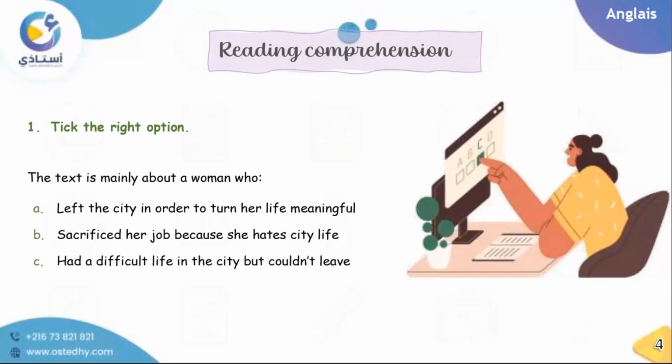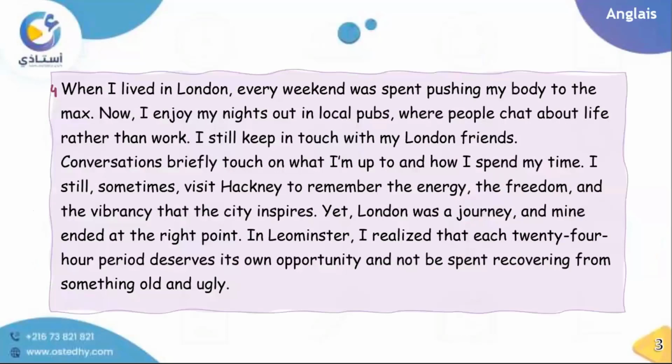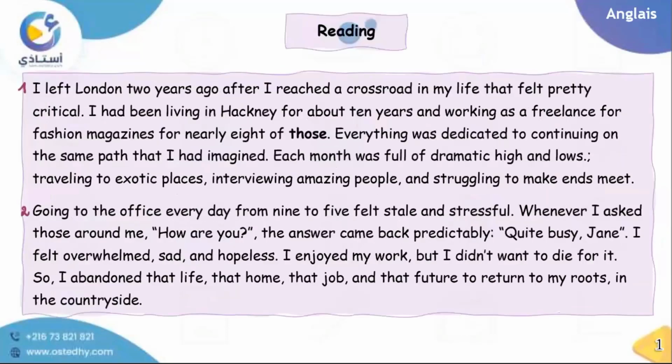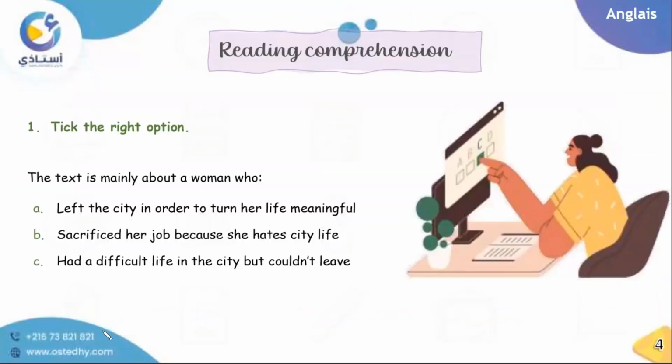She did leave. Listen. Yes, she left. So to summarize, she said that I wouldn't sacrifice my life for such a job, so I want to go back to my roots. Where to my roots? In the countryside. So she did leave the city. So think again, if it's not had a difficult life in the city but couldn't leave, which one is the correct one, A or B?